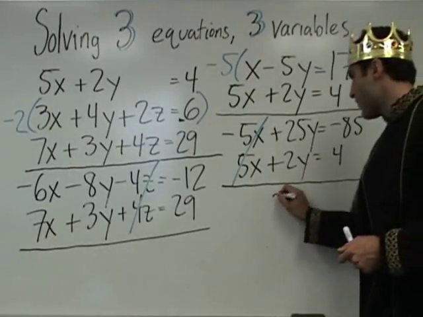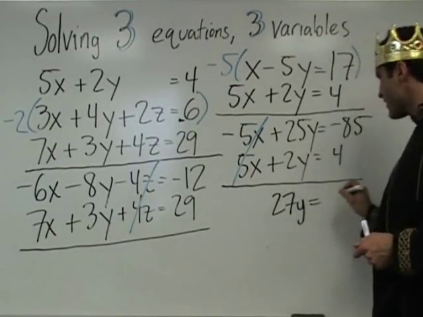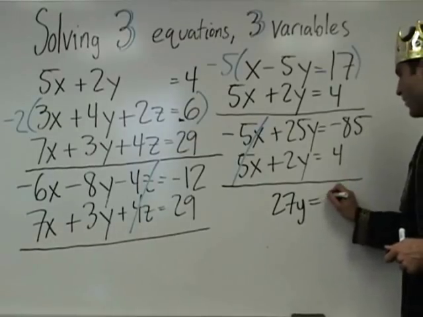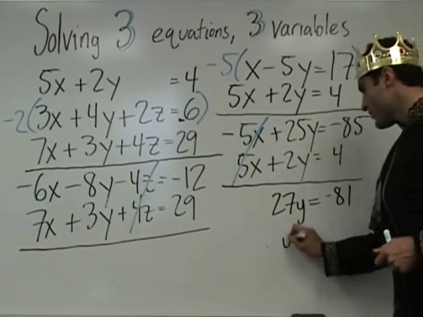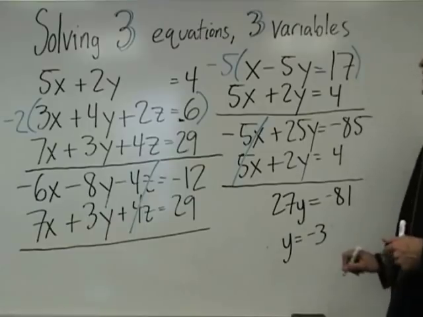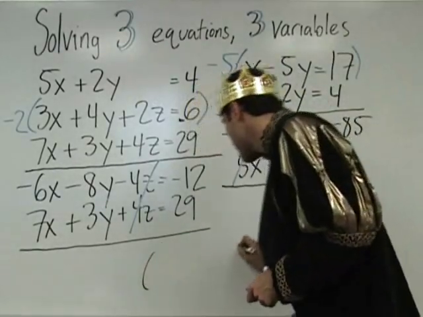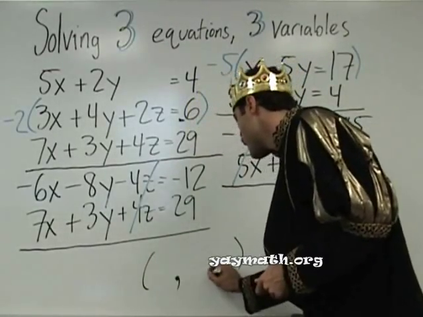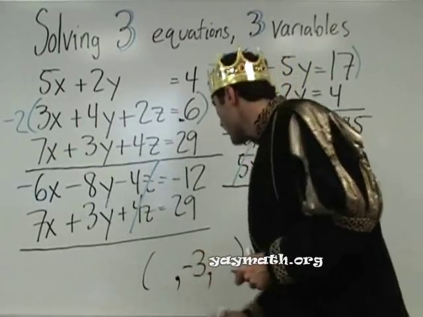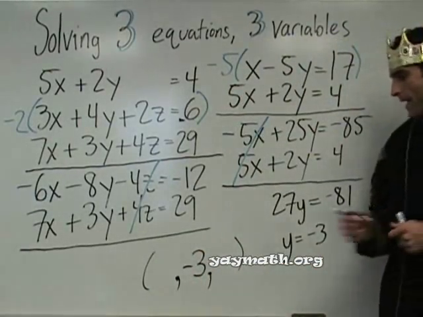So this becomes 27y equals negative 81. All right, let's carry this thing home. y equals negative 3. So we're going to do what we did last time. You can even do this yourself to keep it organized. Negative 3 is y. So plug it into that equation.